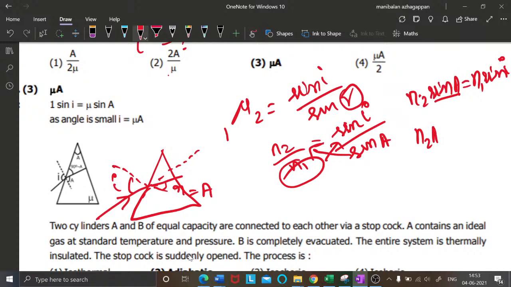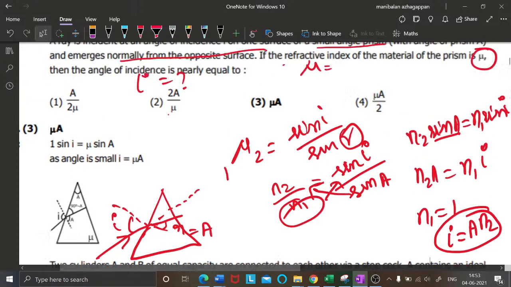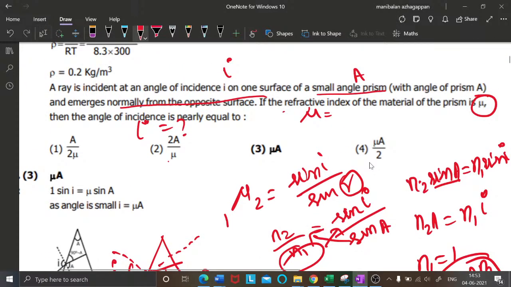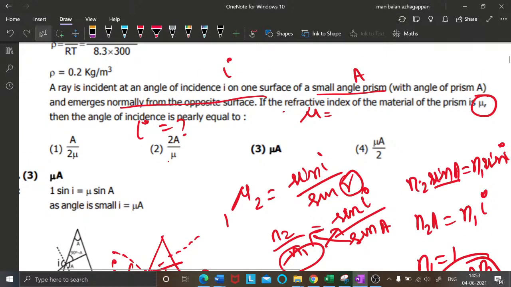So n2 times A is equal to n1 times I. I already told you, n1 is the air medium, whose refractive index is equal to 1. So I is equal to A times n2. It's very simple. Here n2 is the refractive index of the second medium, which we take as mu. So mu times A is the answer.